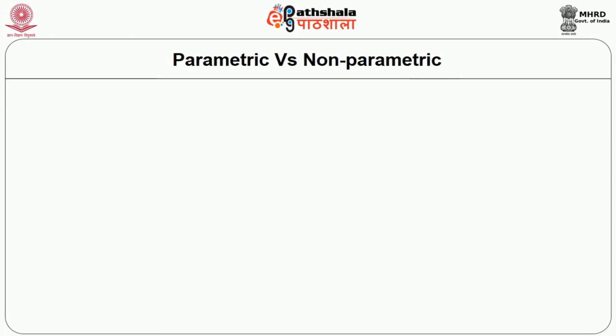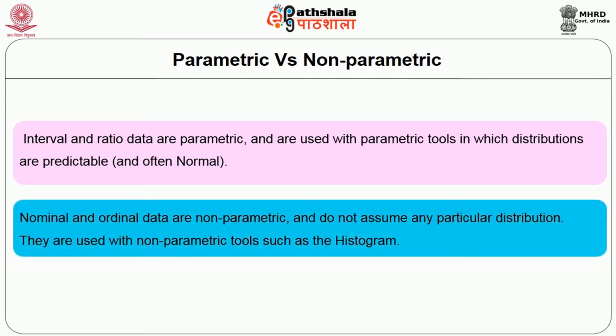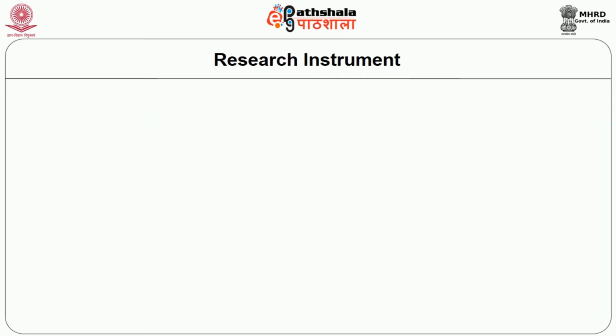Next, we come to a comparison between parametric and non-parametric data. These are expressions which are used from the statistical point of view. Interval and ratio data are parametric and are used with parametric tools in which distributions are predictable and are often normal. Nominal and ordinal data are non-parametric and do not assume any particular distribution. They are used with non-parametric tools such as the histogram.